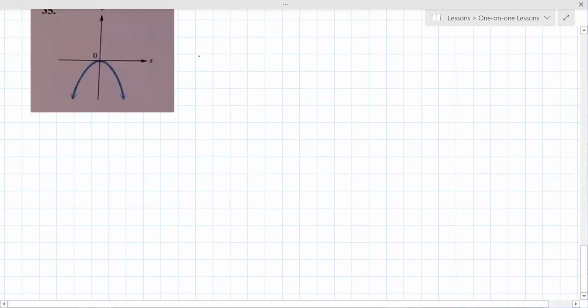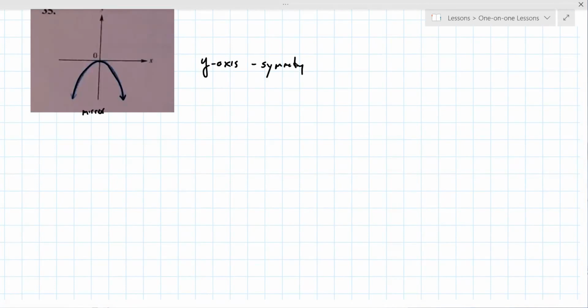Okay, so this has y-axis symmetry, and the reason is, if you take either the left side and mirror it, like imagine this is a mirror, does it look like this on the right side? Yes. Or if you take the right side and mirror it to the left side, does it look the same? So that is how you do x-axis and y-axis symmetry. It's the same idea. You just make sure you write the correct axis. Whichever is the mirror is the axis.